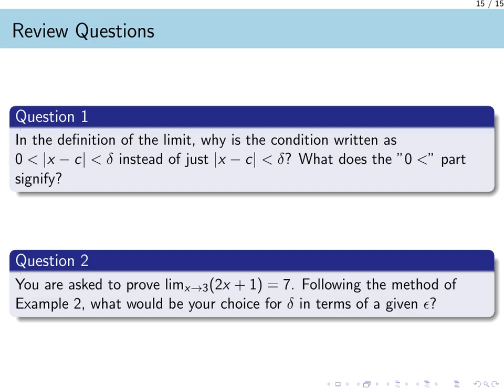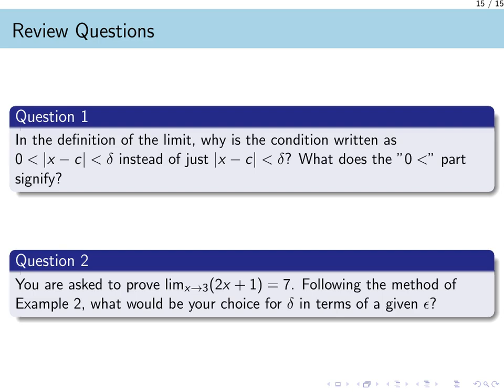To finish our discussion, I want you to reflect on two questions that get to the heart of the precise definition of a limit. First, consider the inequality that defines the input neighborhood. 0 is less than the absolute value of x minus c, which is less than delta. We know the second part of this inequality ensures x is close to c, but what is the significance of the first part, the condition that 0 is less than this absolute value? Think about what this requires of x relative to c.